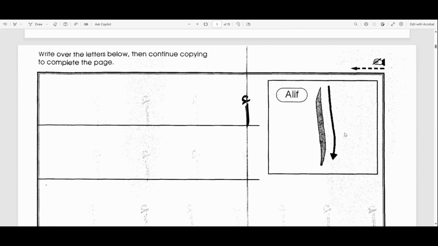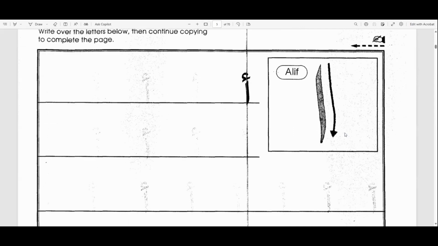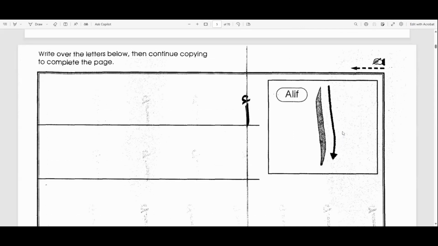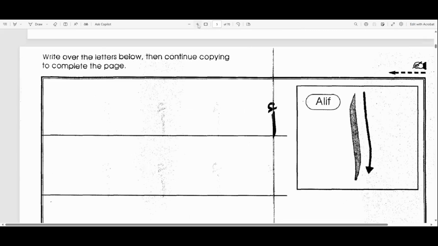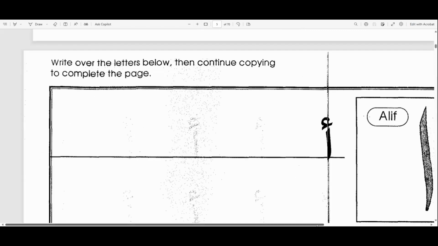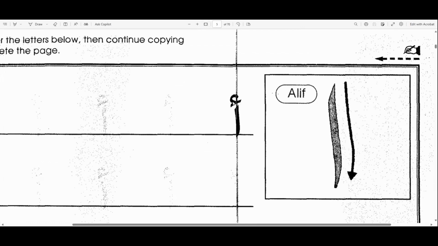So the first page is looking at the first letter of the alphabet, which is Alif. Now, we spoke about how many letters there are in the Arabic language, and some may say there's 28, and others may say that there's 29. And the reason for that is because the letter Alif can convert into another letter called Hamzah.